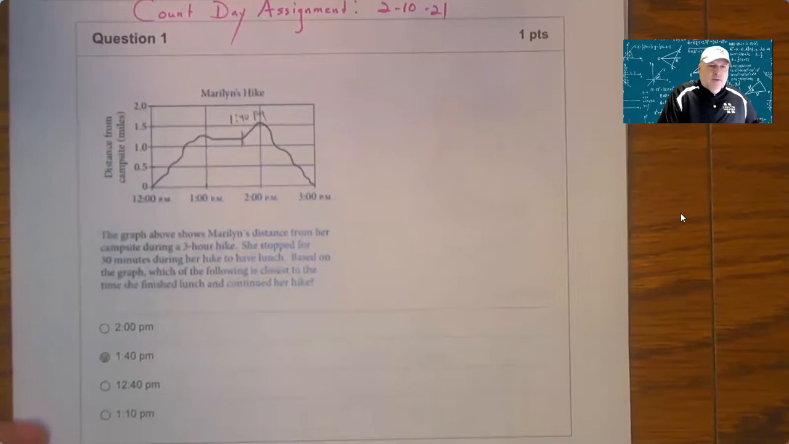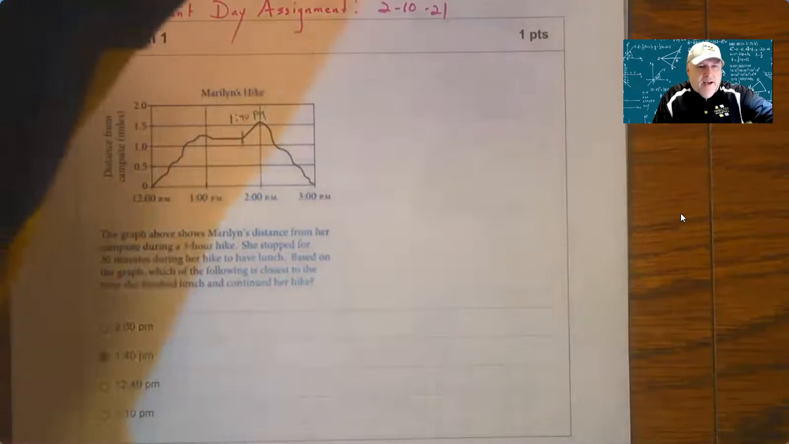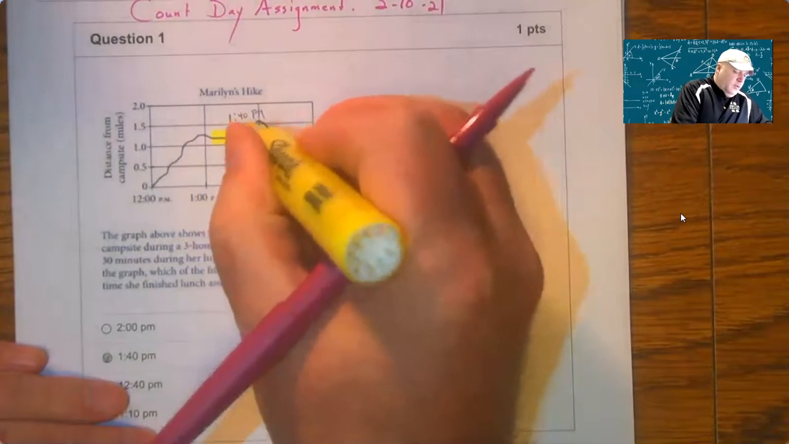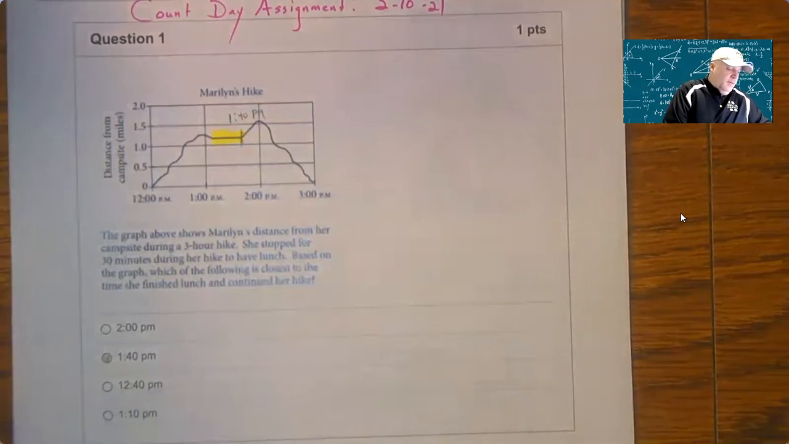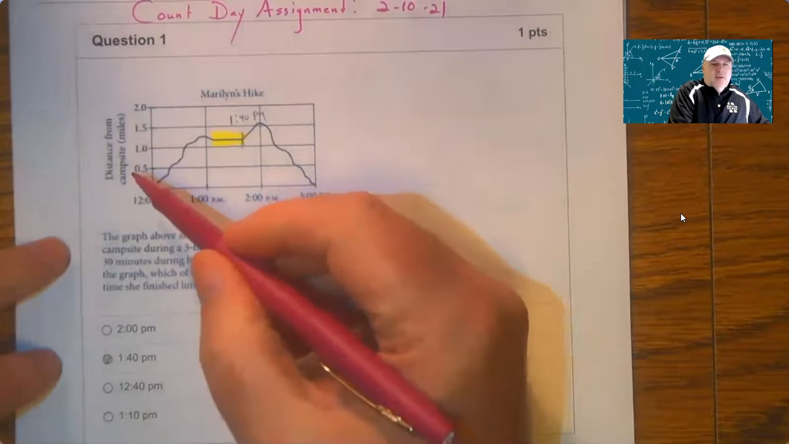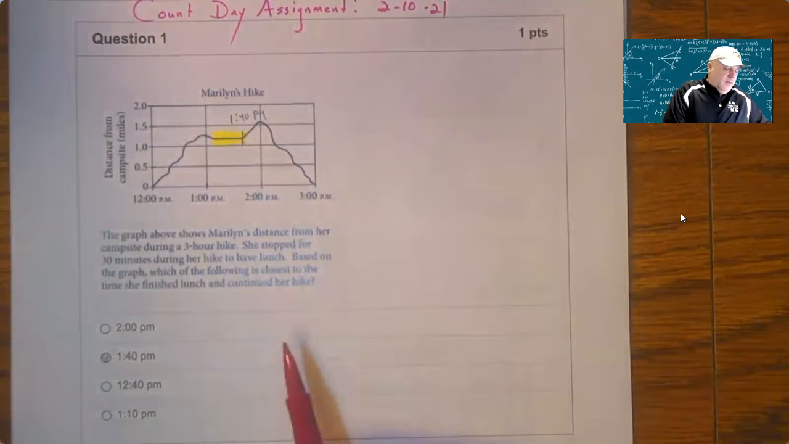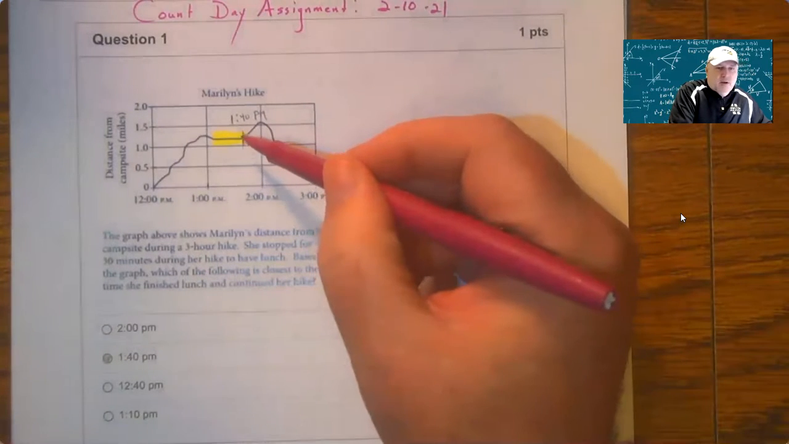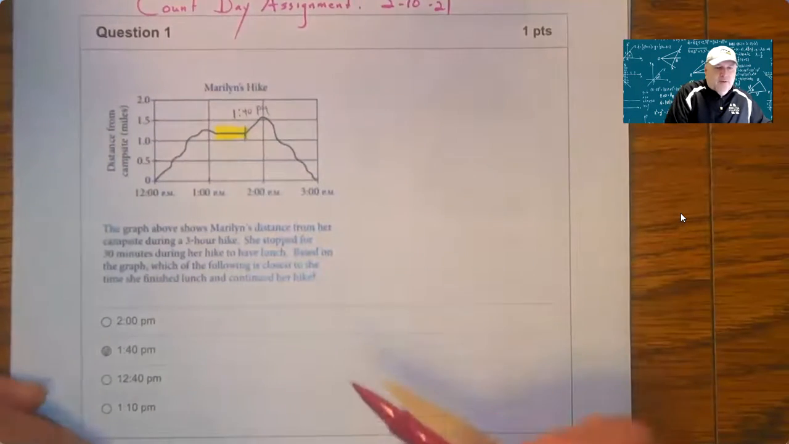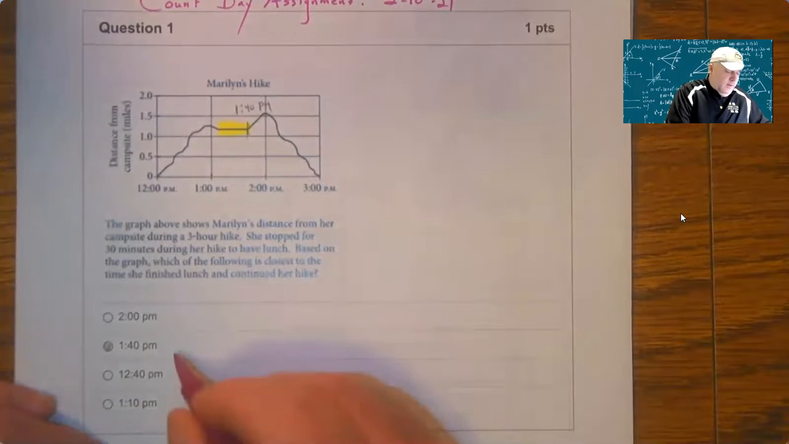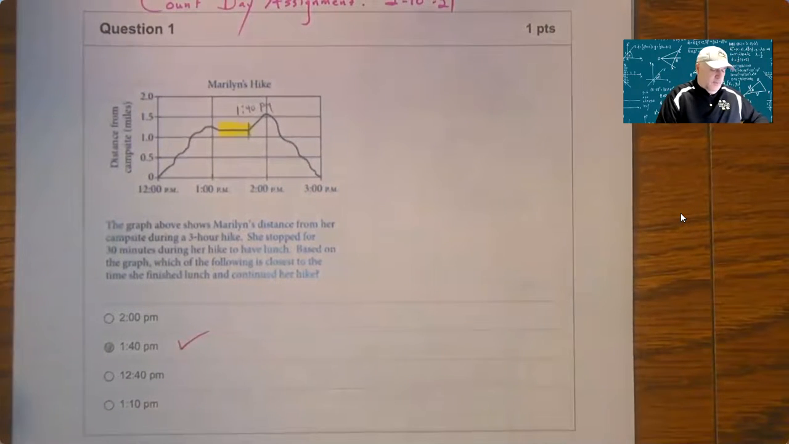So question one has to deal with when she has stopped to have lunch. That amount of the graph is right here, where there's no change in the distance from the campsite. Okay, so based on the graph, which is close to the time she finished lunch and continued her hike? Right here is that closest time. You can see it's past 1:30, but not yet 2 o'clock. So 1:40 is the best answer for that.